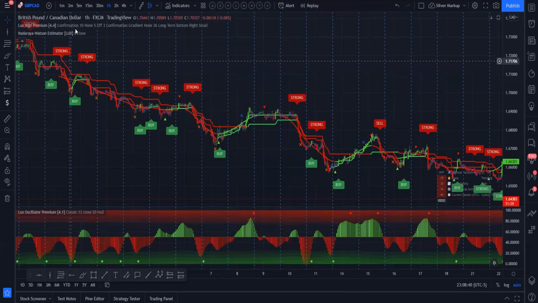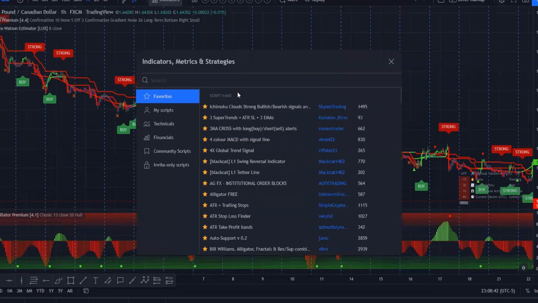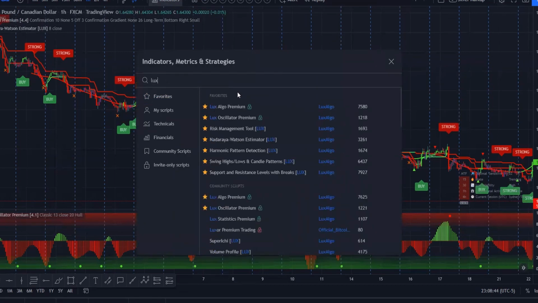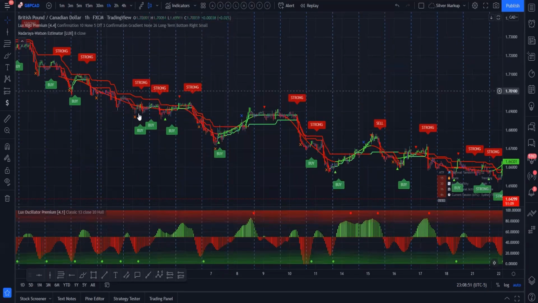Now that you have that set up, go to indicators, type in Lux, and you'll see Lux Algo Premium. What that's going to load is the whole setup, where you see the strong signals, the buys, the candle colors, and everything like that.